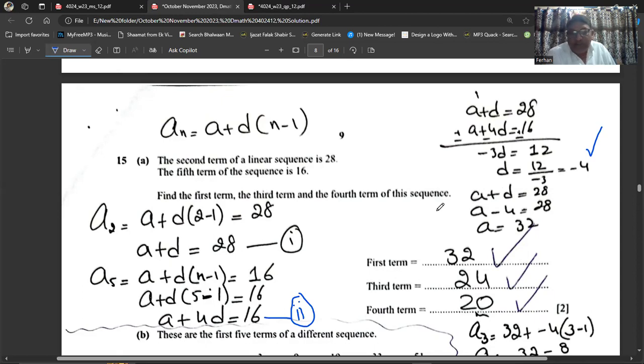So a minus 4 is equal to 28. The value of d is minus 4. So a will be equal to 28 plus 4, and that is 32. So it means that the first term is 32.